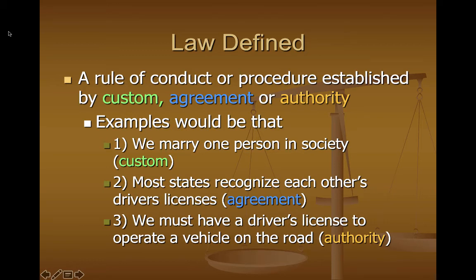All right, so law defines a rule of conduct or procedure established by custom, agreement, or authority. For example, we marry one person in society, so that is a custom. I've color coded this, as you can see: the green is the custom, the blue is the agreement, and the gold is the authority. Two, most states recognize each other's driver's licenses, which is an agreement, and we must have a driver's license to operate a vehicle on the road, and that is authority.